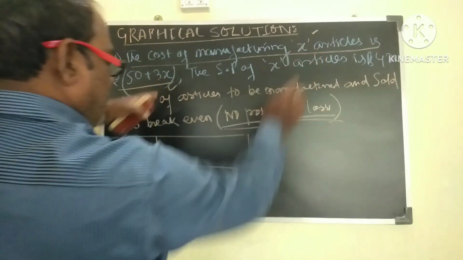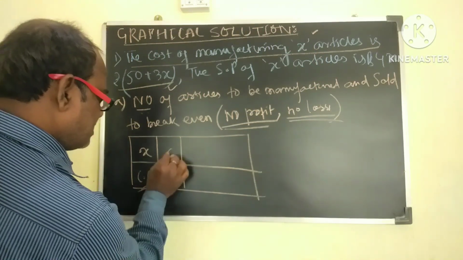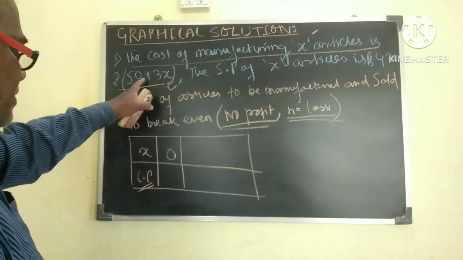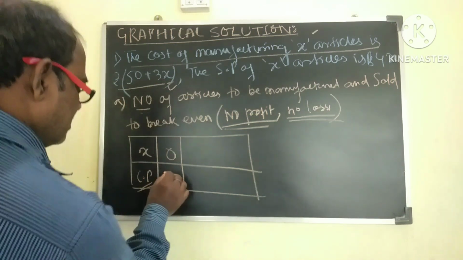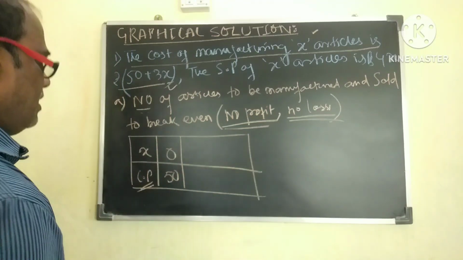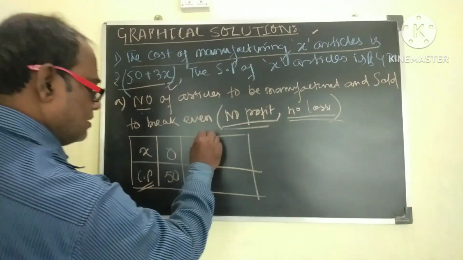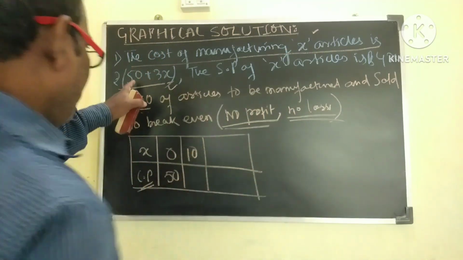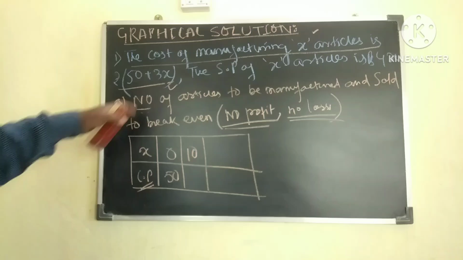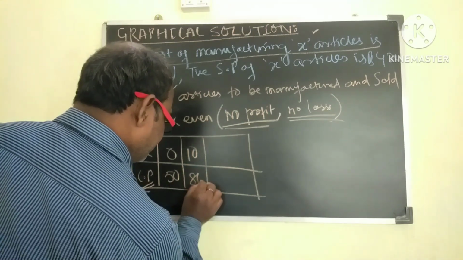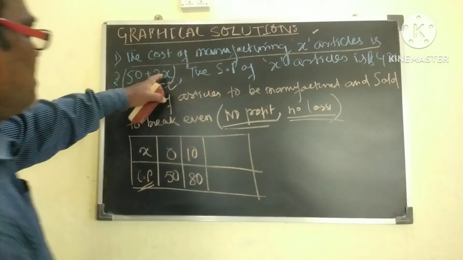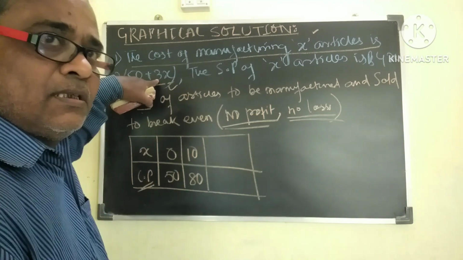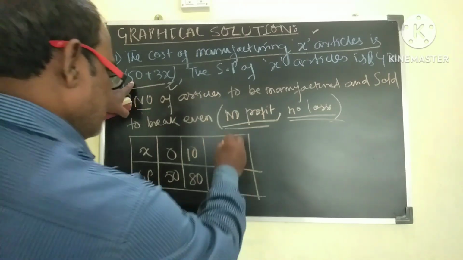That means if the number of articles is 0, then the cost price would be 50 plus 3 into 0, that is 50. If the number of articles is 10, then 50 plus 3 into 10, that is 30, 30 plus 50 is 80. If the number of articles is 20, then 20 into 3 is 60, 60 plus 50 is 110.